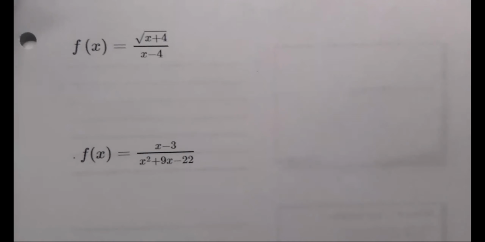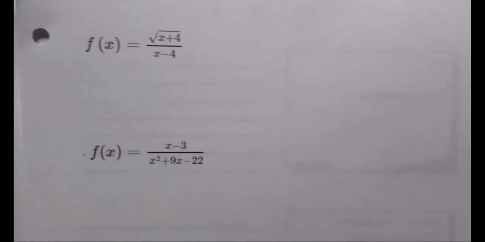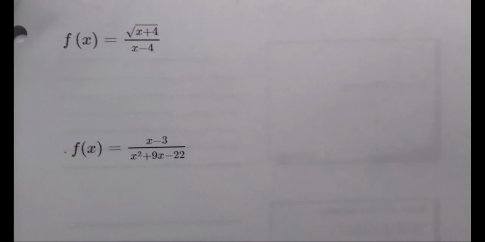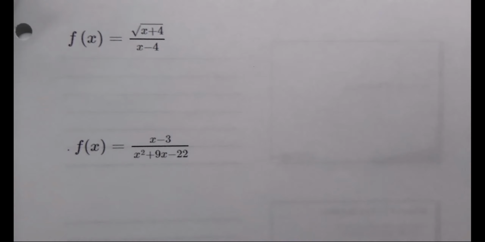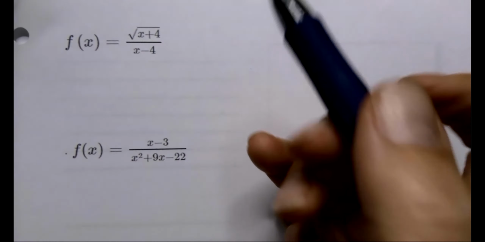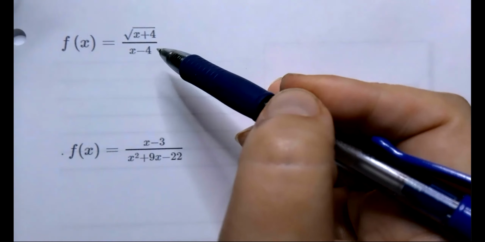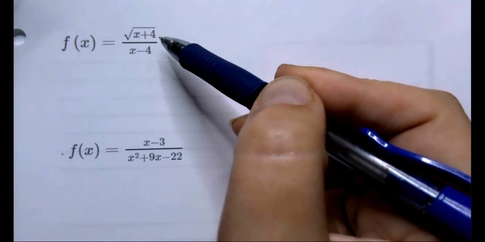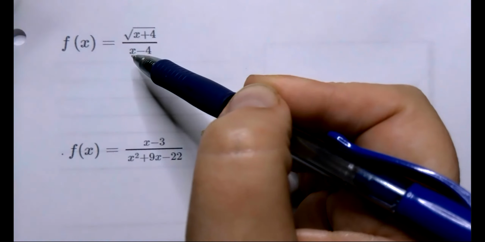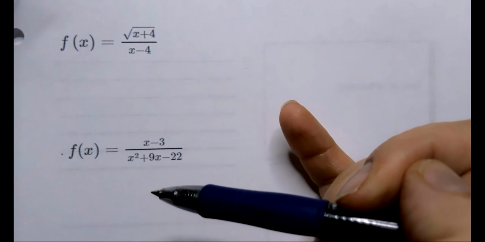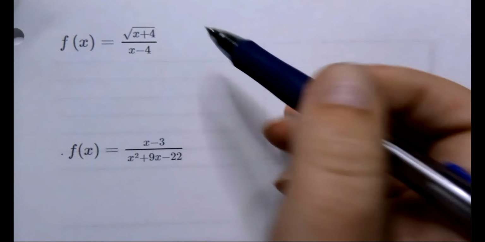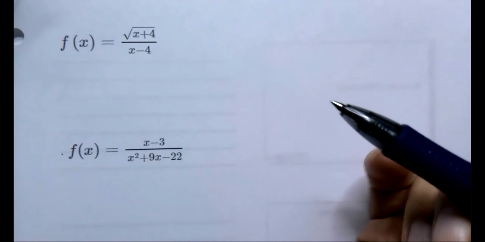Hello again. In this video, we're going to go over some extra examples for section 3.2, finding the domains of functions. In this instance, they're going to be a little bit more complicated than the ones that I had in some previous videos. For example, if you look at this function, f of x equals square root of x plus 4, divided by x minus 4, there are some things going on in the numerator and the denominator.